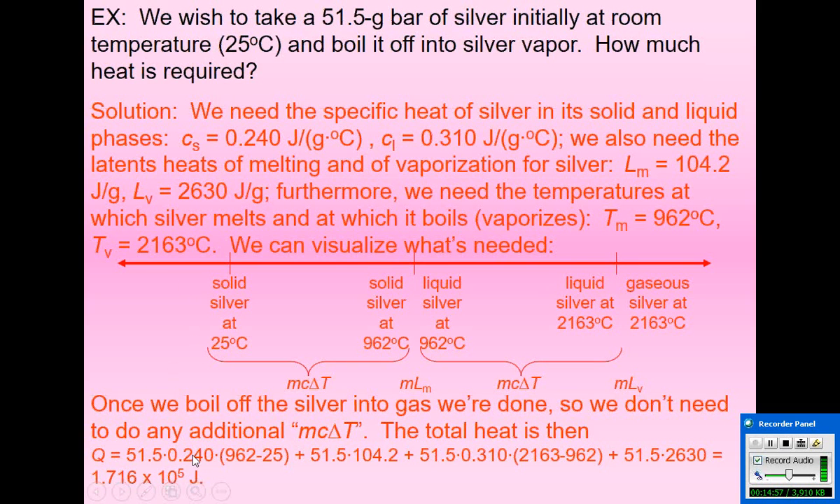So we need mcΔT for the solid, we need mL for the melting, we need mcΔT for the liquid, we need mL for the boiling, and we're done. The total heat necessary is 1.716 times 10 to the 5 joules, 171,600 joules.